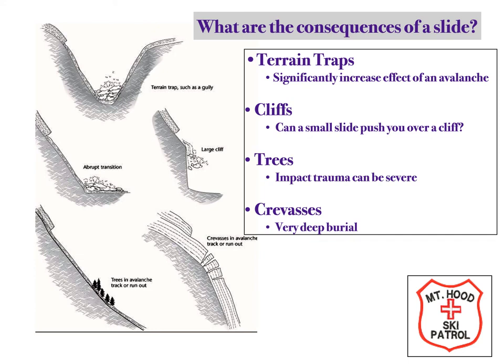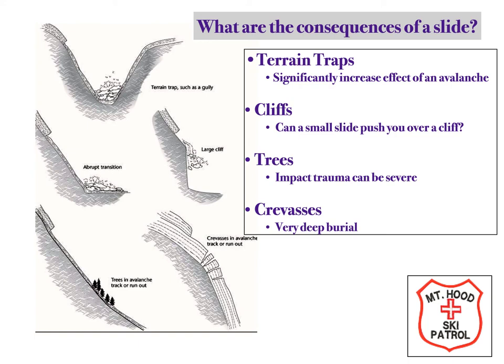Terrain traps are gullies or other depressions that magnify the effect of the avalanche. Relatively small amounts of snow can pile up, resulting in much deeper burials if a skier is in the gully when an avalanche occurs. Avalanches above a cliff can also pose a severe risk. A small avalanche that would normally not be of significant concern can be fatal to a skier pushed over a cliff by the force of the avalanche.